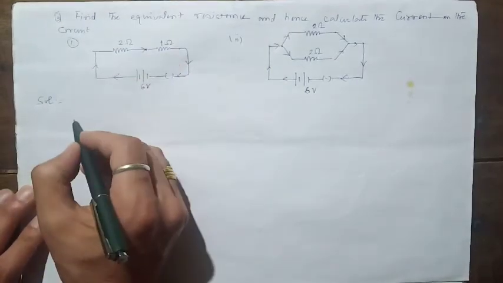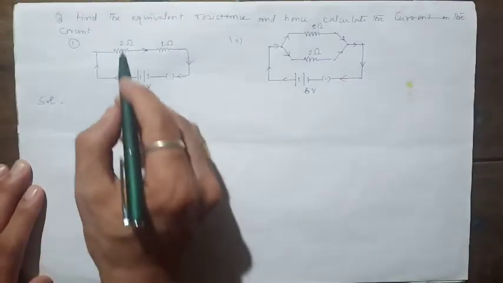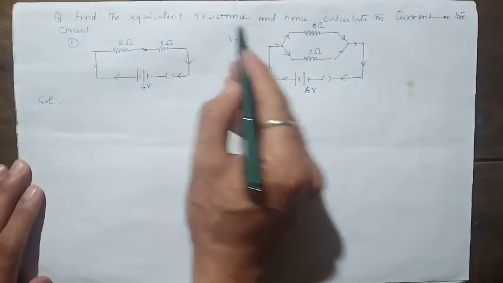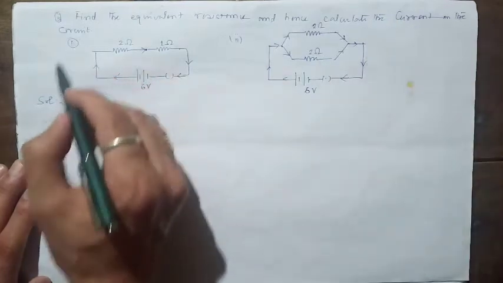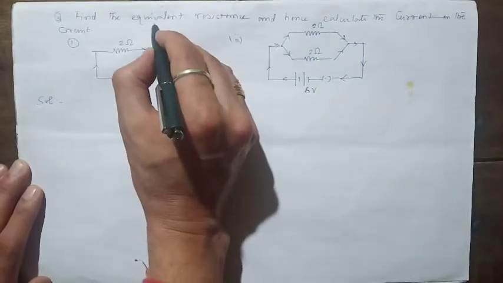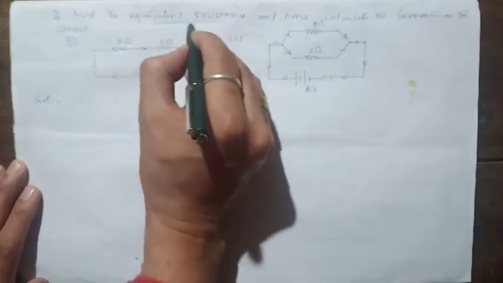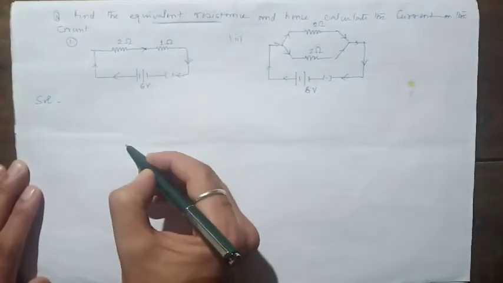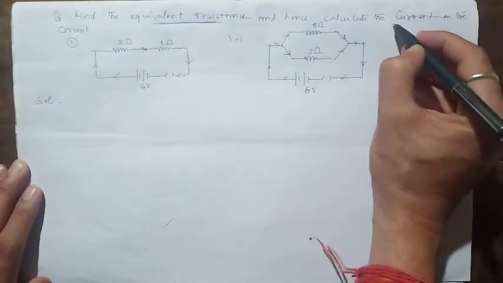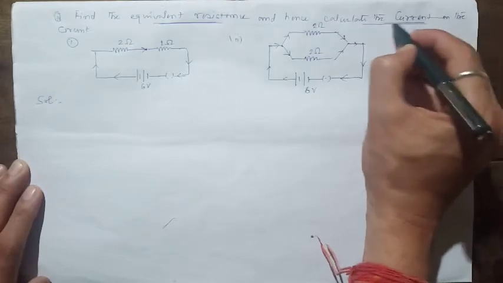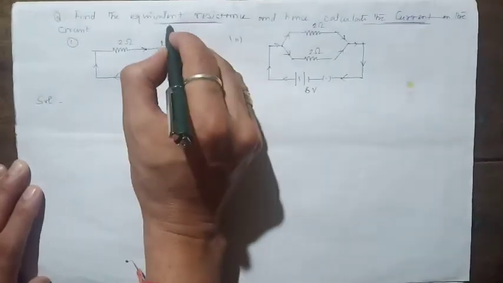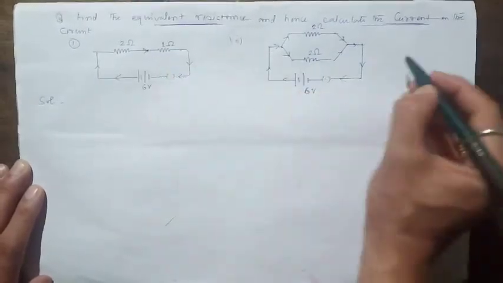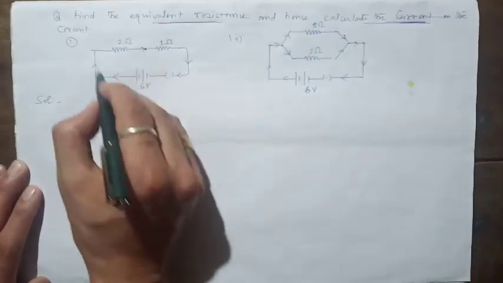Let's take this problem first. Students, here we have a circuit. The question is: find the equivalent resistance and hence calculate the current in the circuit. Students, we have to calculate the equivalent resistance. So two parts. We have to calculate two quantities. The first is the equivalent resistance, and second is the current in this circuit.